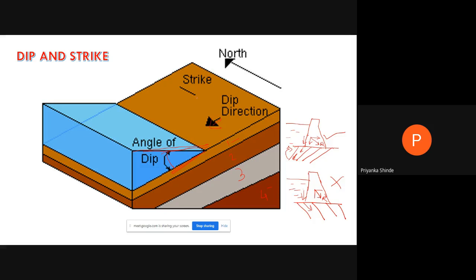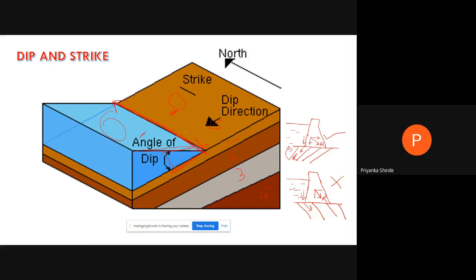Then what is meant by strike? Strike is the trend of the rock, or the direction of the line which is formed by the intersection of the bedding plane and the horizontal plane. So this is your horizontal plane and this is your bedding plane. These two planes meet along this direction, so this is the line of direction. The direction of the line formed by the intersection of the bedding plane and the horizontal plane is called the strike.